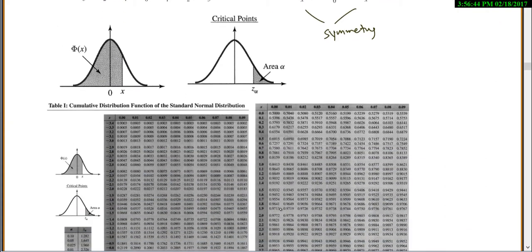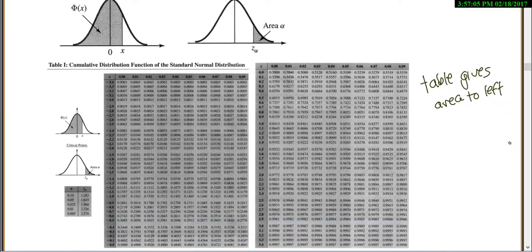Okay, this is what it looks like in your textbook. You'll have your x value, and it'll tell you the area to the left. So our table gives area to the left. And then there's also something here with your critical values, which we'll worry about in a minute when we get to that.